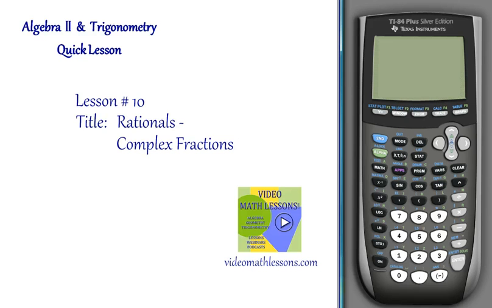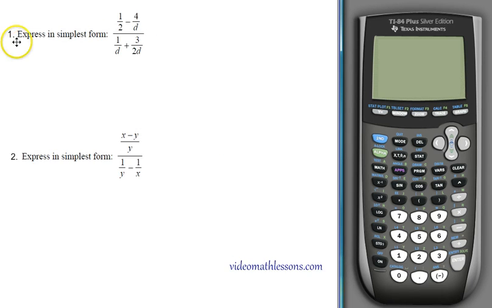This is lesson number 10, Rationals, Complex Fractions. Let's talk about what a complex fraction is. Well, a complex fraction is fractions inside of fractions. So let's take a look at this first one. Upstairs, I have 1/2 minus 4 over d, 1 over d, downstairs, 3 over 2d.